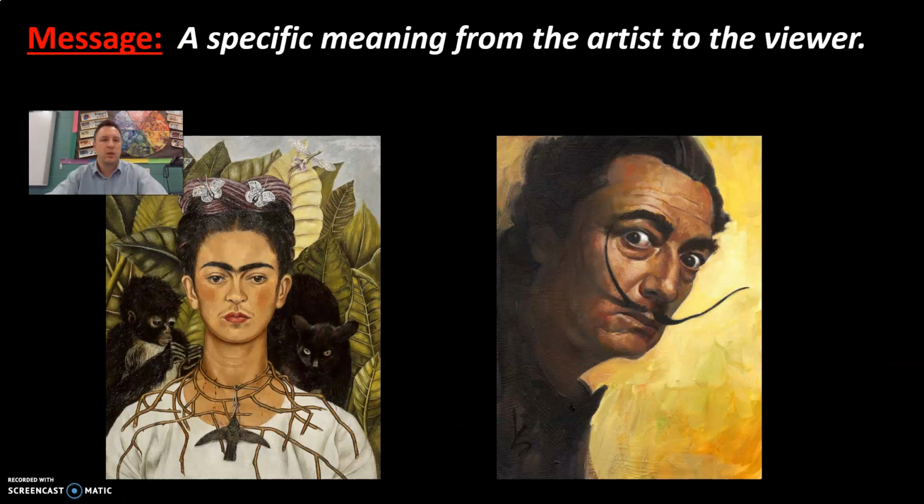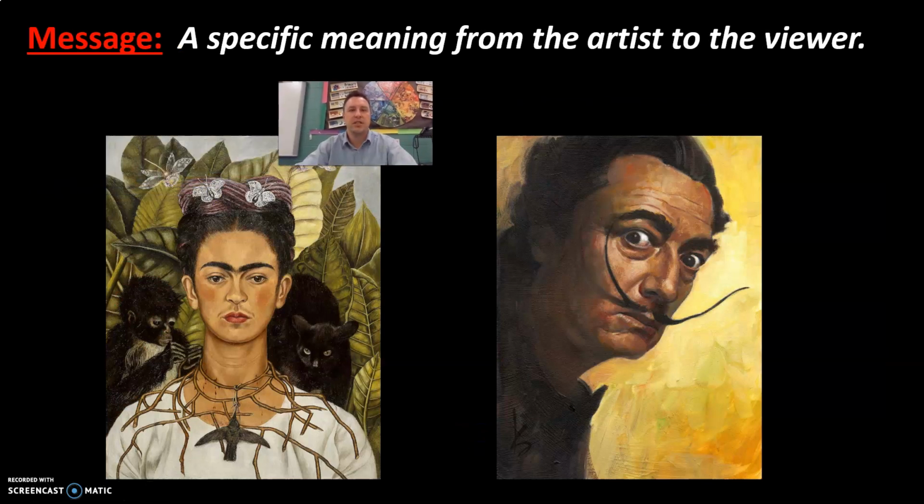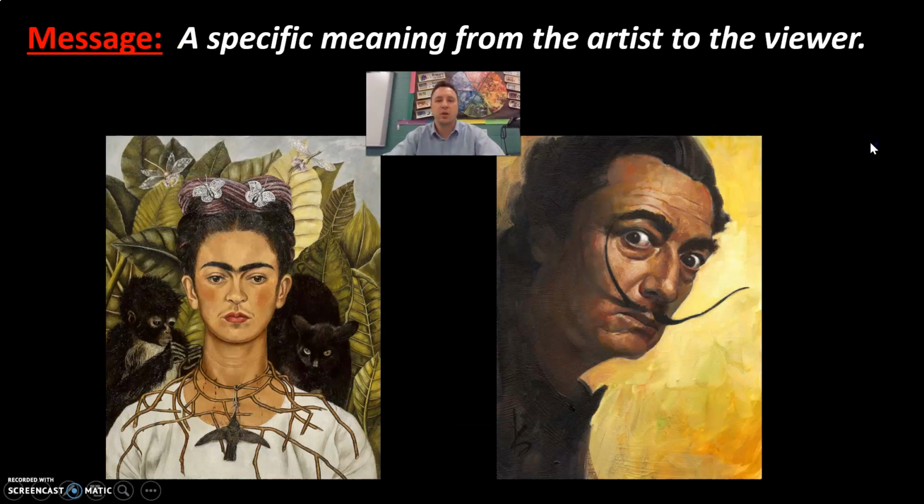Moving on. All right, so a message is a specific meaning from the artist to the viewer. Here you have two artworks. This is by a famous artist named Frida Kahlo to the left. Frida Kahlo was in a horrible accident where I believe she broke her spine, and she had multiple surgeries to correct the accident and her injury, but she was always in a level of pain. So in her art, she typically draws herself in pain, like with these thorn bush stems, these thorns basically wrapped around her to show that she's always in pain.